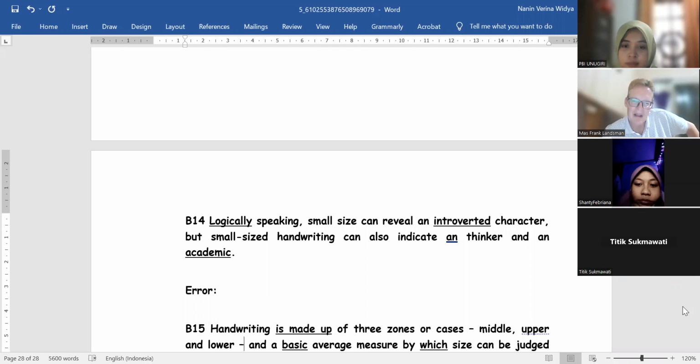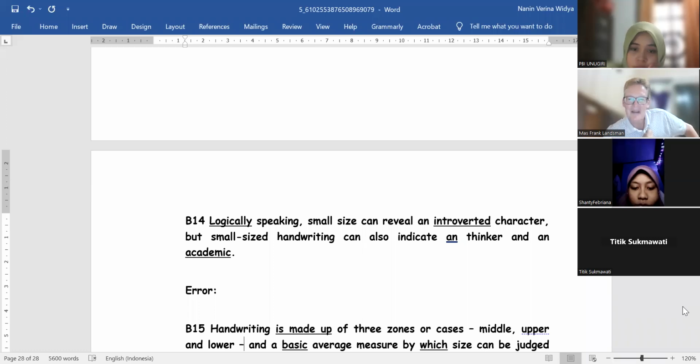Logically speaking, we saw that the adverb can be a comment, yeah? You remember, generally speaking, regrettably, and so on. A comment, fine, no problem. Logically speaking, secara logis. Introverted as opposed to extroverted, fine. An academic is fine. An academic person, like your lecturers, are all academics. Professor Agus is an academic from East Java, and so on.